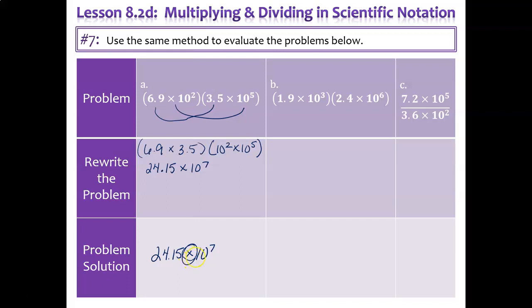Okay, let's go on to B. I'm going to group these together, 1 and 9/10 times 2 and 4/10, and I'm going to group the powers of 10 together. So I have 10 to the 3rd times 10 to the 6th. So 1 and 9/10 times 2 and 4/10 is 4 and 56/100. Now I'm going to add my powers of 10. I have 10 to the 3 plus 6 power, which is 10 to the 9.